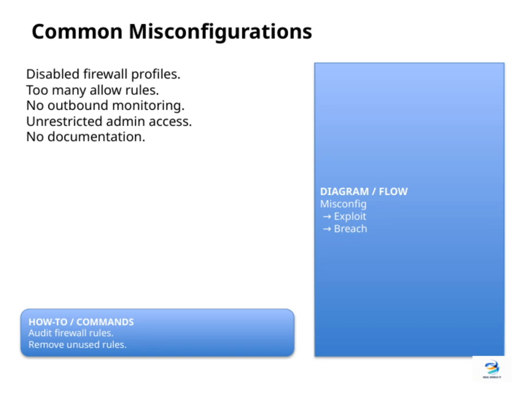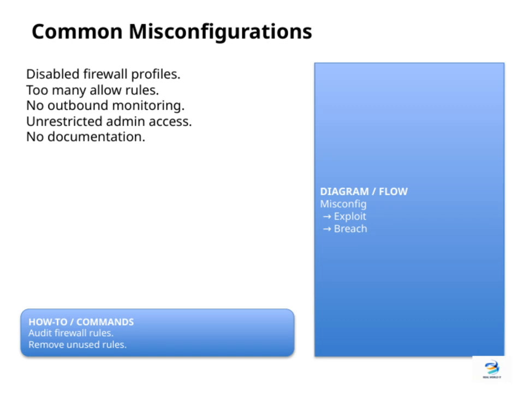Also, watch out for having too many allow rules, which can inadvertently open up your network to unwanted traffic. Another common misconfiguration is not monitoring outbound traffic. Without outbound monitoring, you might miss signs of malicious activity happening from within your network. Unrestricted admin access is another big risk. Limiting admin privileges and monitoring admin activities can significantly reduce the chance of an insider threat or an attacker gaining control.